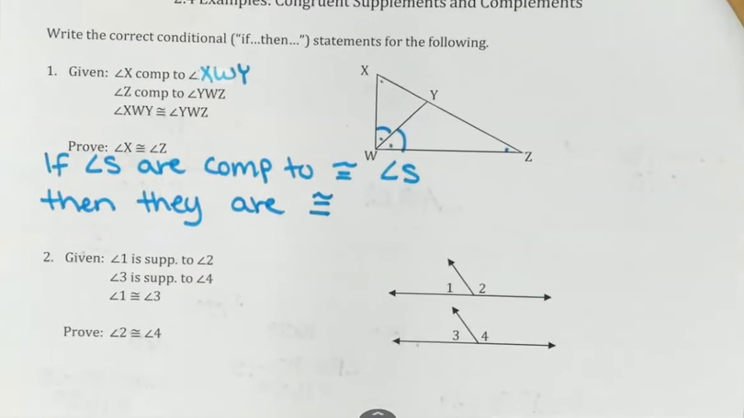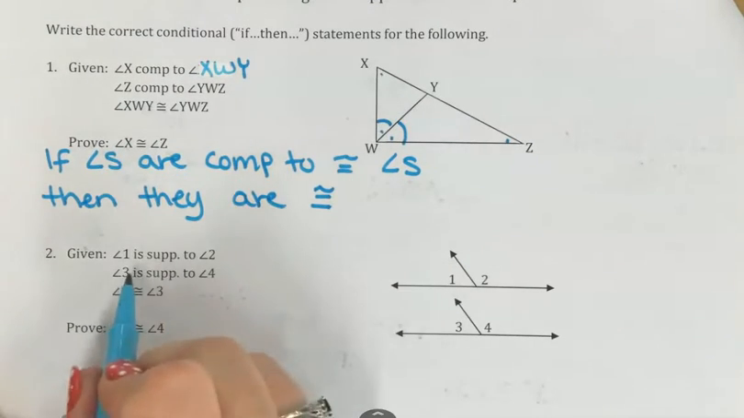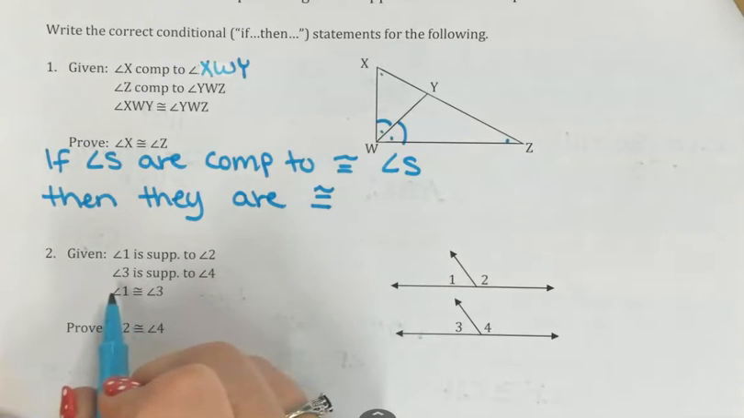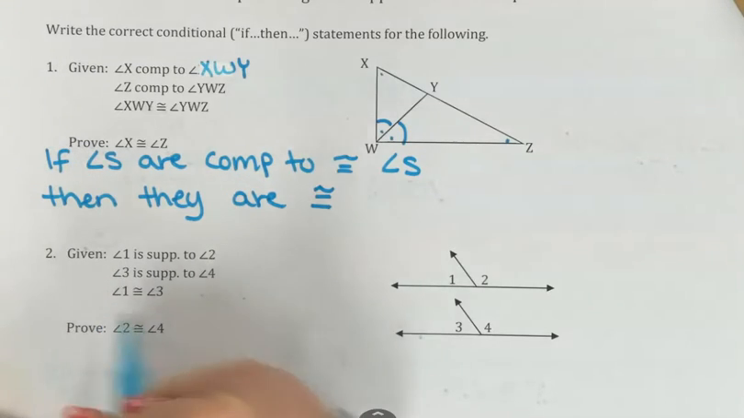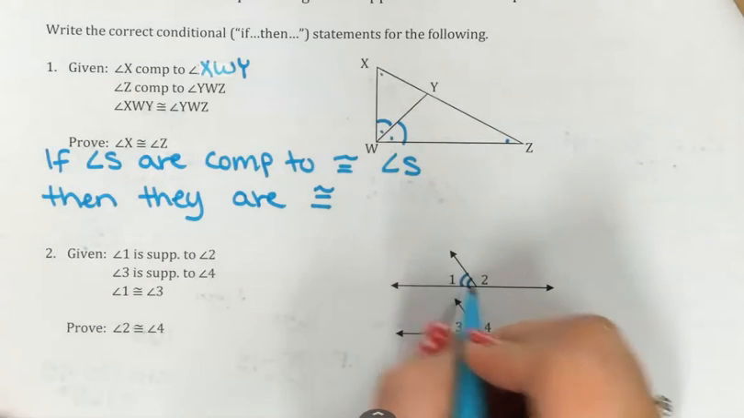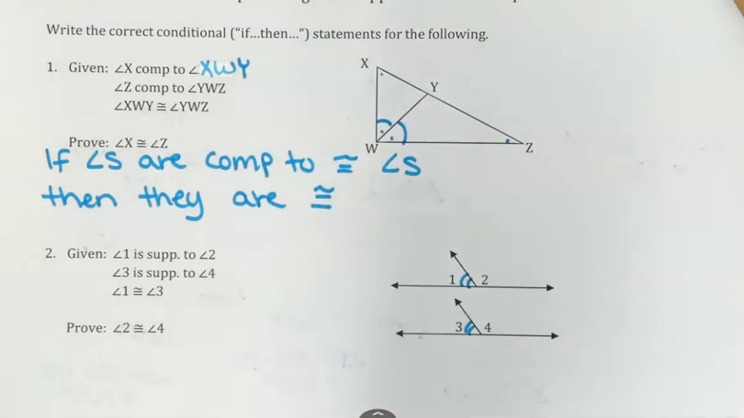Okay. Moving on to the next one, number 2. Given angle 1 is supplementary to angle 2, angle 3 is supplementary to angle 4, and angle 1 is congruent to angle 3, where do I go from here to show that angle 2 is congruent to angle 4?